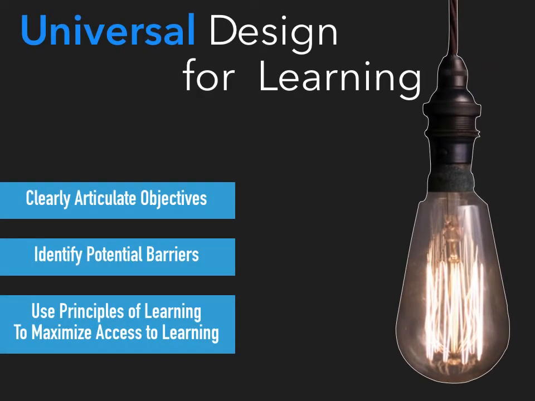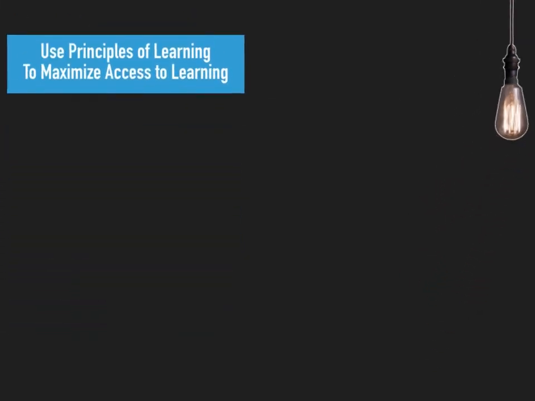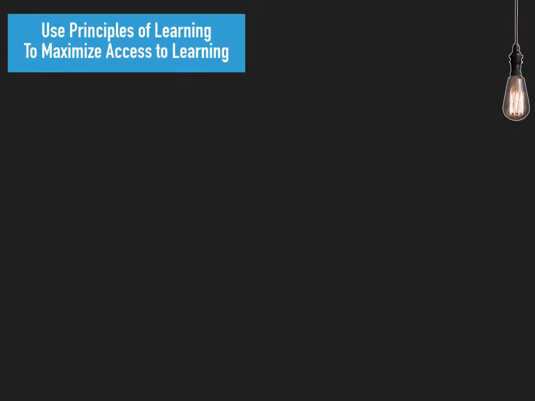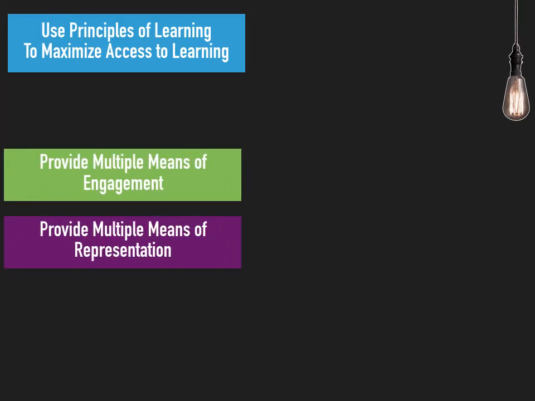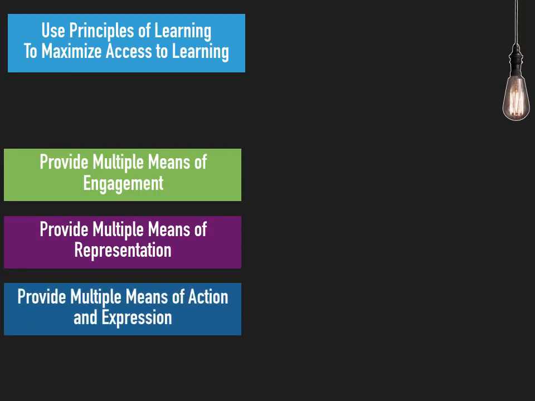Speaking of which, once we have identified the objective, identified potential barriers that our students may face in achieving or expressing their learning of those objectives, we turn to the principles of universal design for learning to maximize the access that our students have to learning. These principles are number 1, to provide multiple means of engagement, number 2, to provide multiple means of representation, and number 3, to provide multiple means of action and expression.